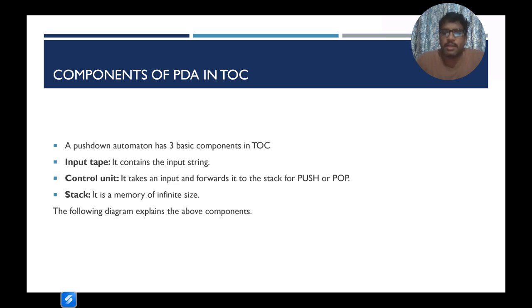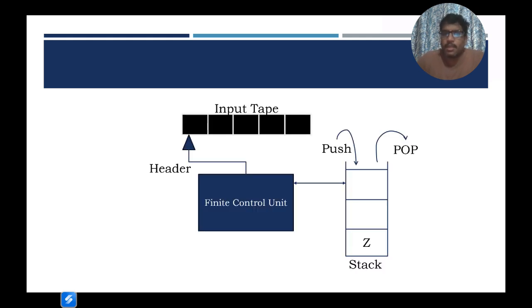The following diagram explains the above components. This is the working of a pushdown automata. We have the input tape and head, the finite state controller unit, and pushing and popping symbols into the stack. Here Z indicates the initial stack symbol. We can say that this is the top of the stack, or sometimes we say that it is a null value.